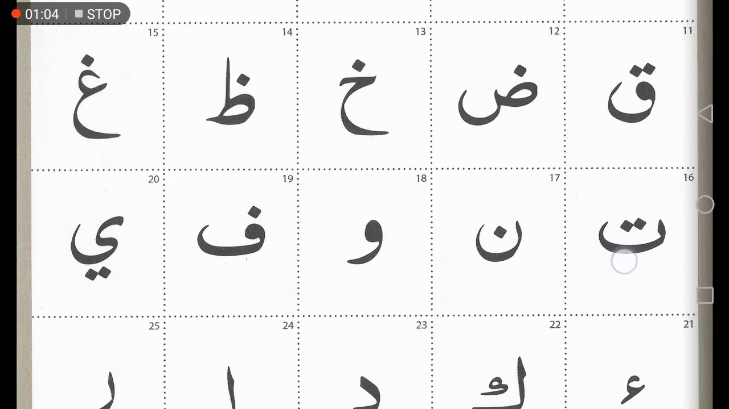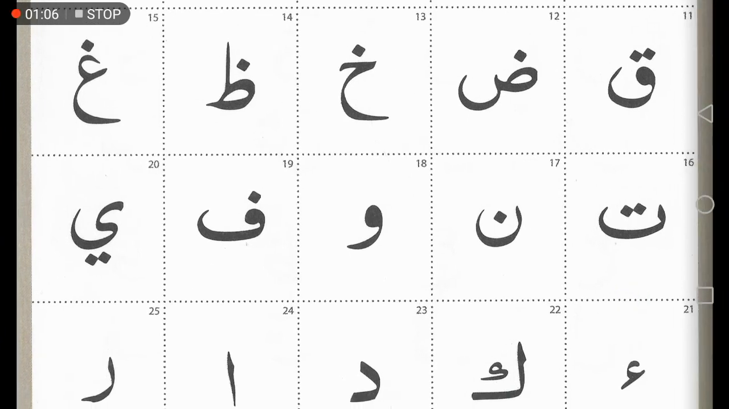And box number 11 now. This is Qaf, Dad, Kha, Va, Ghain, Ta, Noon, Waw, Fa, Ya.